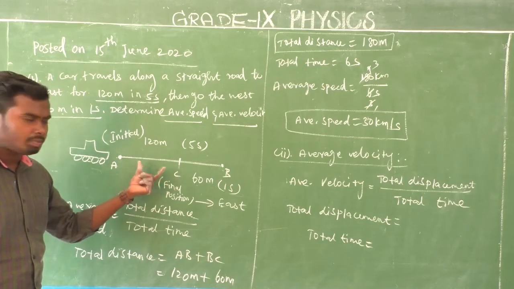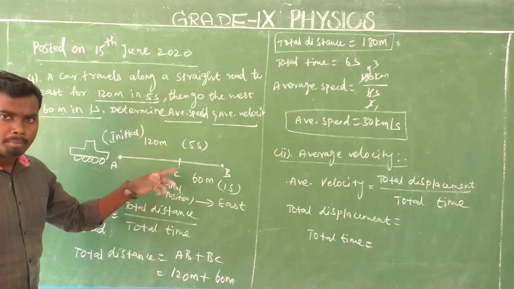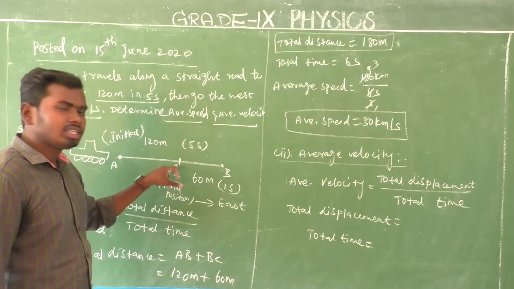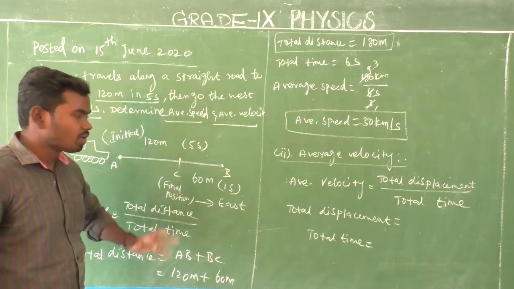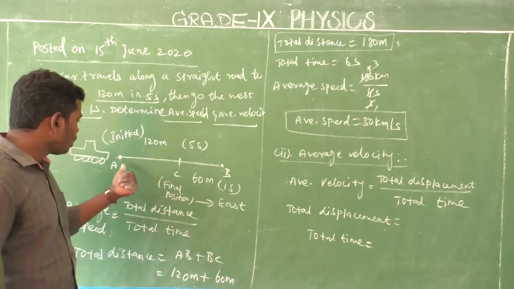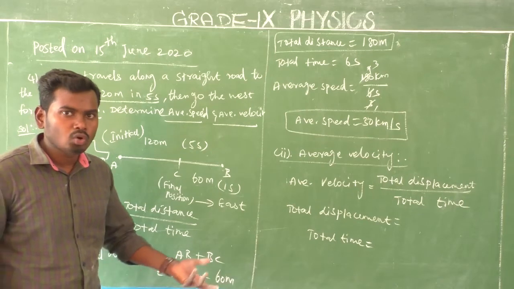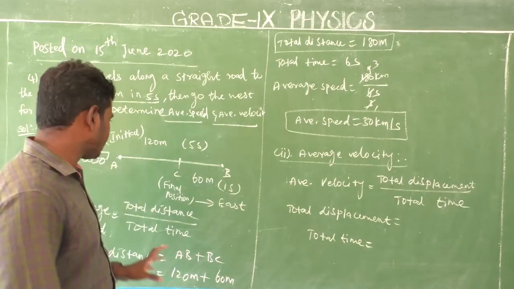We don't know the distance between A and C. But instead of that, we know the AB value and the BC value. AB value, BC value, we know very well. But we don't know the AC value, and that value we need to know. Am I right? Yes. So look at here.